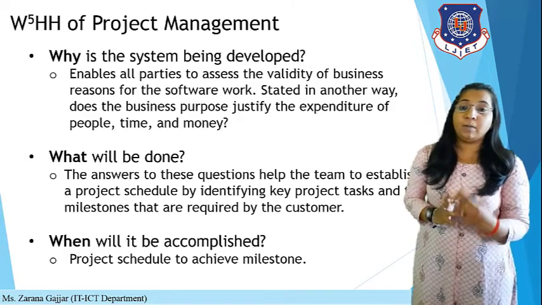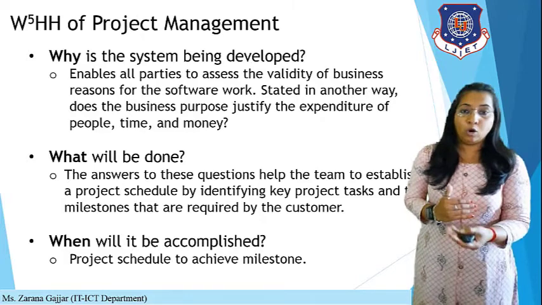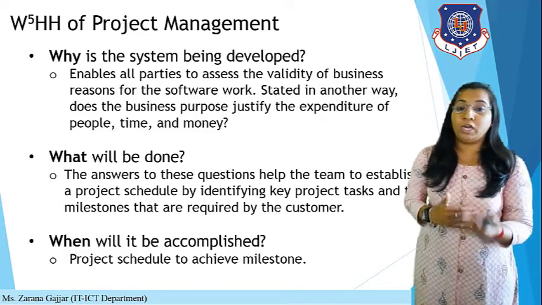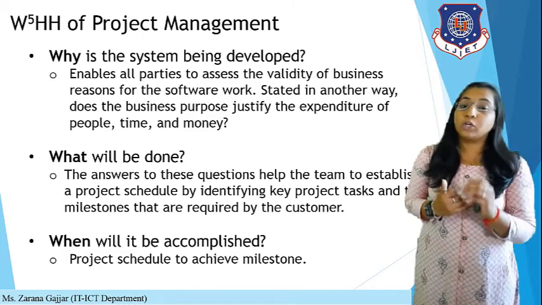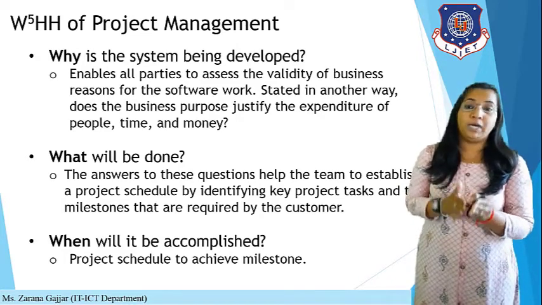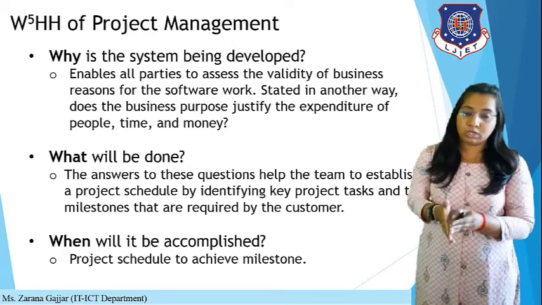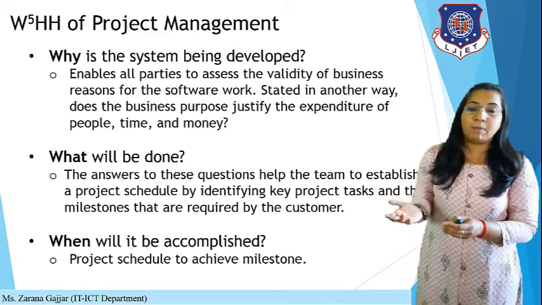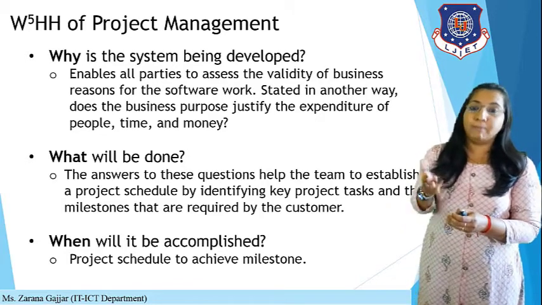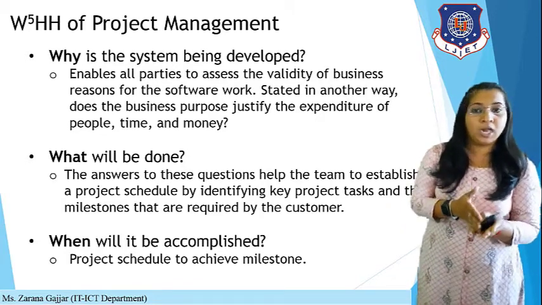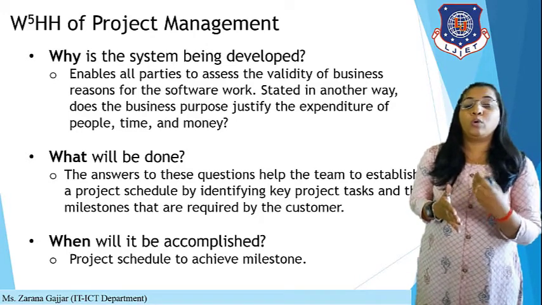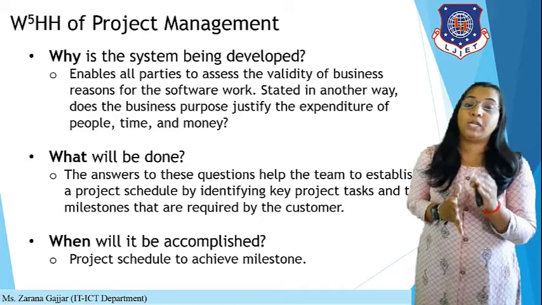Then the second W is for what will be done. Now, why you are doing this, you know, but what are you going to do in that particular project is another question. So what will be done? The answer to this question helps the team establish a project schedule by identifying key project tasks and the milestones that are required by the customer. Now, what are you going to do in your particular project?